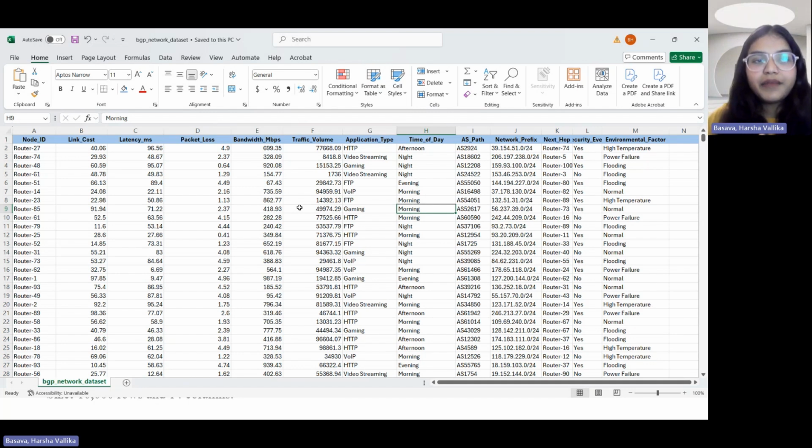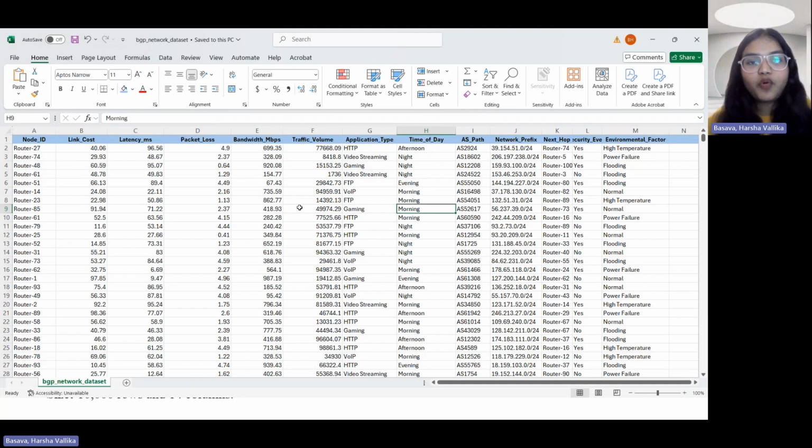Then link cost. Link cost is the numerical value given to the route from the node ID to the next hop router it is going to. That is the link cost between those two routers. Next we have latency in milliseconds. This is the time taken for a data packet to traverse from the source to the destination. Coming to packet loss, this is the percentage of data packets that were lost during the transfer of data from the source to destination. Bandwidth is the maximum rate of data transfer through the network connection. It is measured in megabits per second, as you can see.